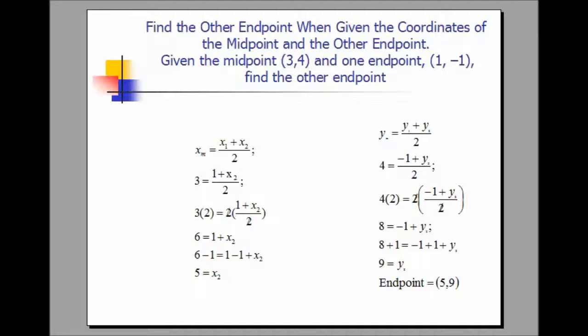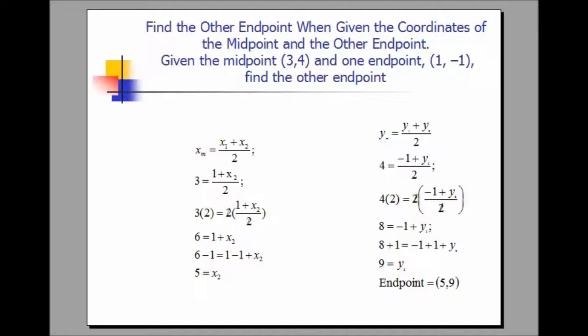On the right, we have y sub m equals y sub 1 plus y sub 2 over 2. The y-coordinate of the midpoint is 4, therefore we replace y sub m with 4. We replace y sub 1 with -1. We don't know what y sub 2 is. Our expression so far is 4 equals -1 plus y sub 2 over 2.